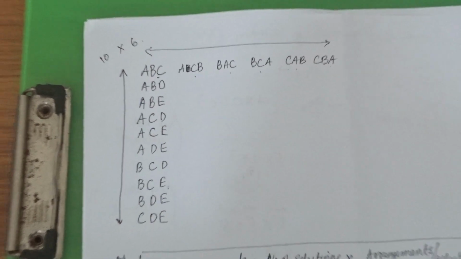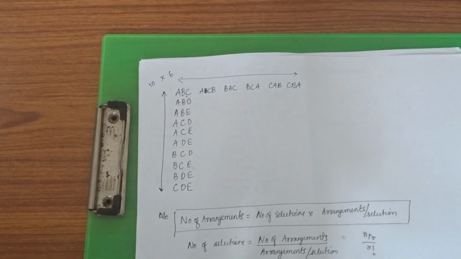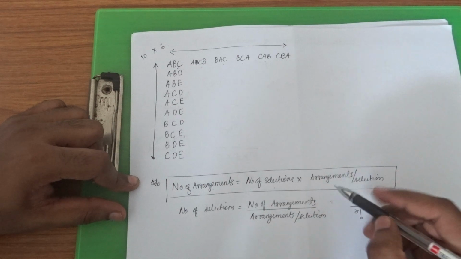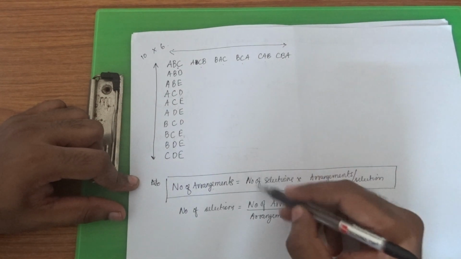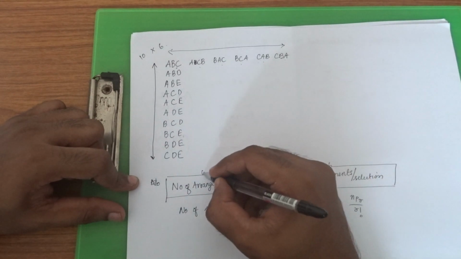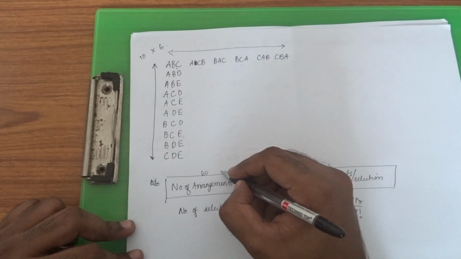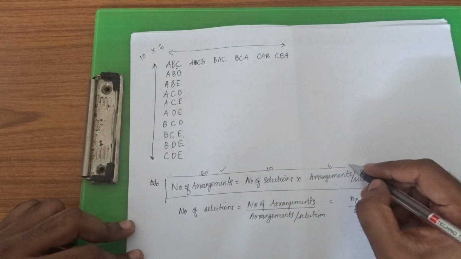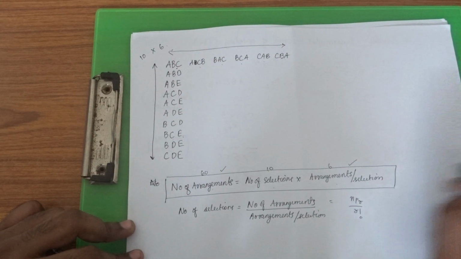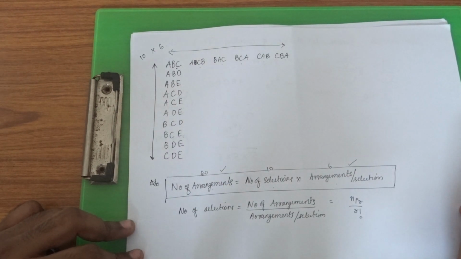This can be summarized using this idea right here. Number of arrangements is number of selections into arrangements per selection. I have 10 selections and I have 6 arrangements per selection, so I should have 60 arrangements. Now here's the thing, this can be directly found using FTC. And when you divide the 60 by the 6, that is when you get the 10, right?